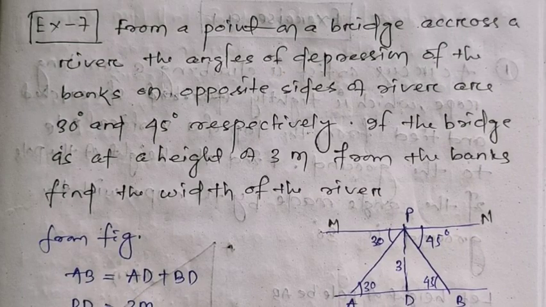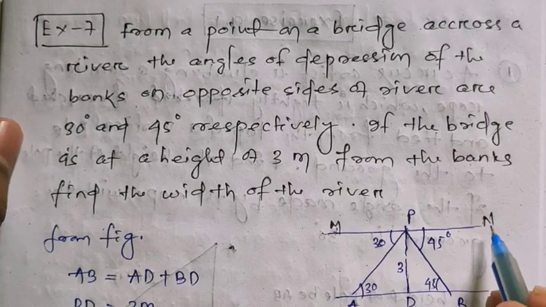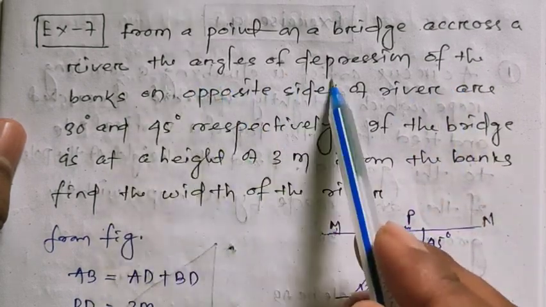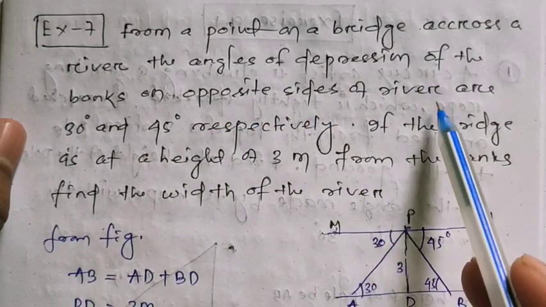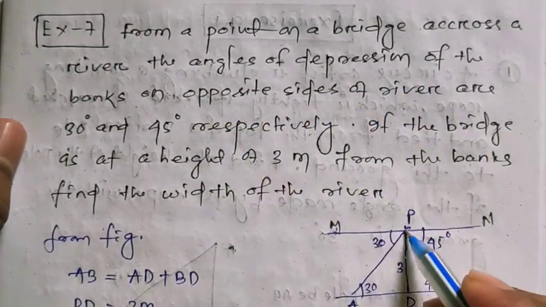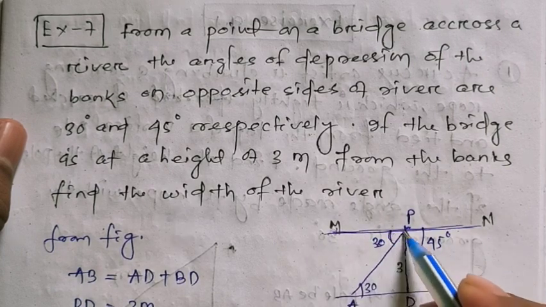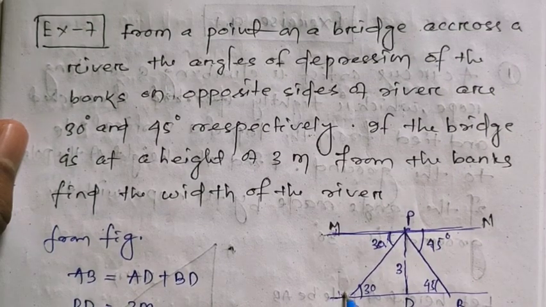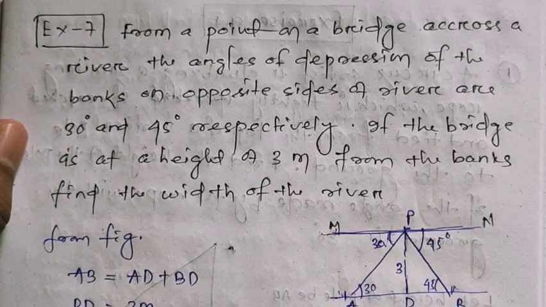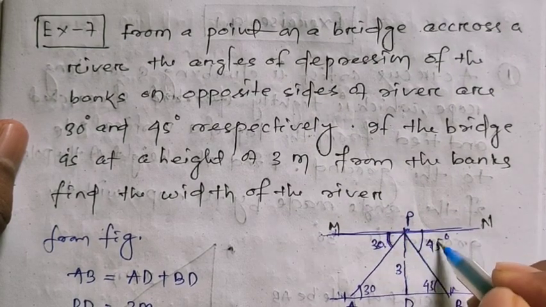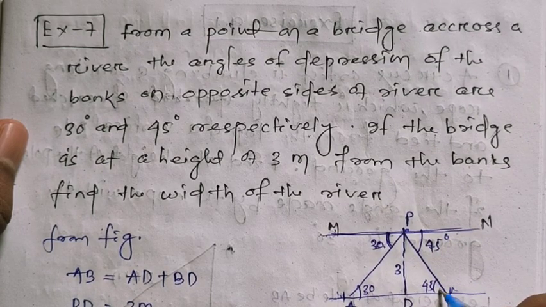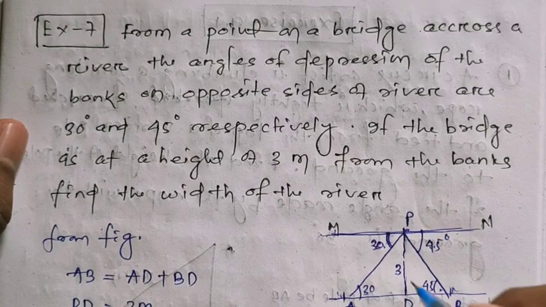It is given that from a point on a bridge, let us consider MN is a bridge. From any point on the bridge, let the point be P. The angles of depression of the river banks on opposite sides of the river are 30 degrees and 45 degrees. So if this is 30, this is 45, and this will be 30 and this will be 45, alternate interior angles. Let this be the bank.